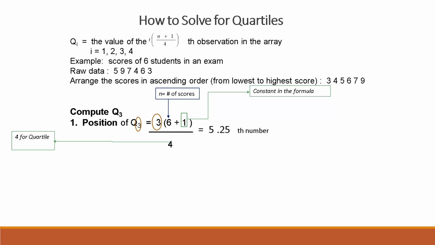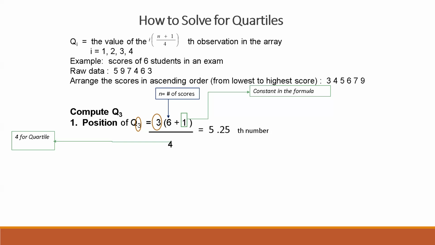So we substitute the different data into the formula. The i is 3 because we are looking for the third quartile. The n is the number of observations or scores, and 1 is constant. And 4 is also constant where we are looking for quartiles. 6 plus 1 is 7 multiplied by 3, that's 21, divided by 4, that becomes 5.25.